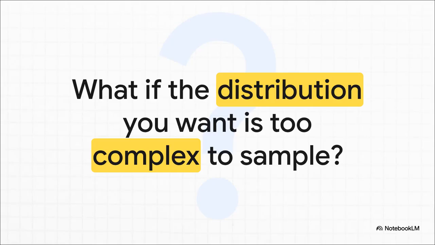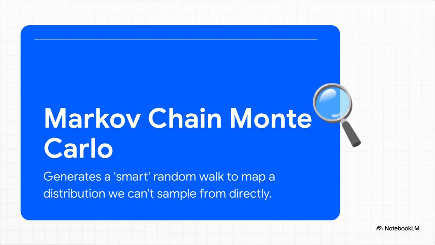Think about trying to map a mountain range, but in total darkness. You don't have a map. The shape of the mountains is the very thing you're trying to figure out. How do you throw darts at a target you can't even see? Well, the answer is this incredible technique called Markov chain Monte Carlo, or MCMC.